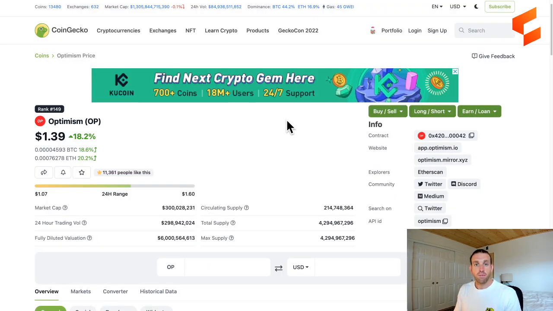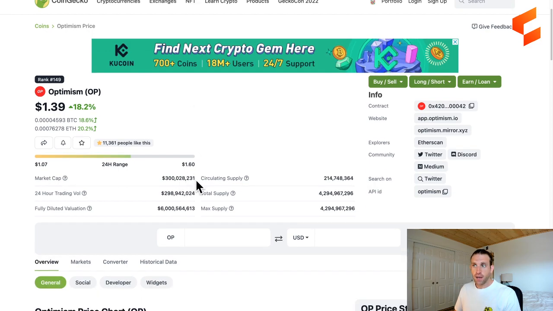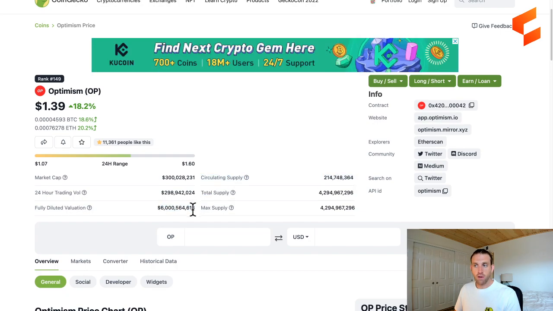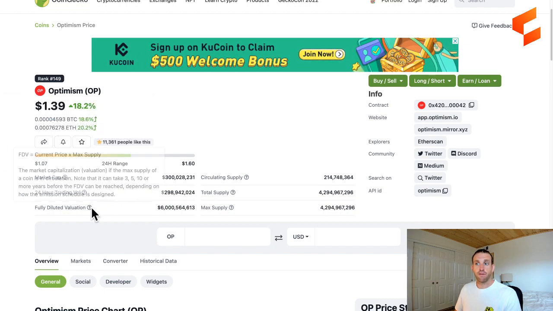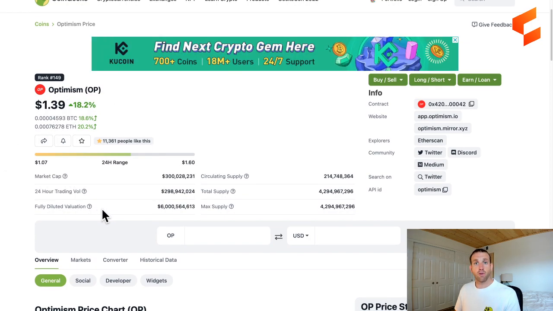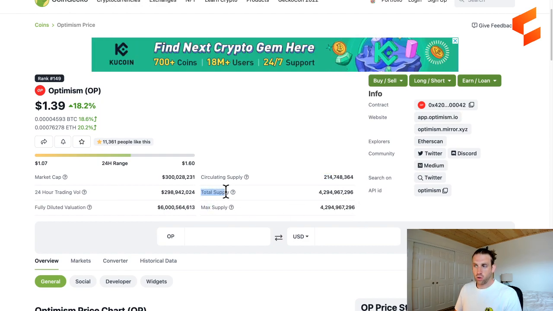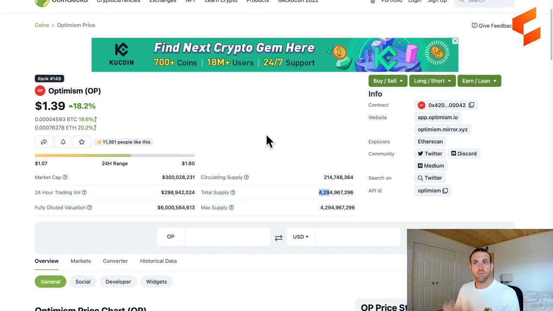Today we are talking about the Optimism token, or the OP token. Let's quickly go over the overview. We have a price of about $1.40. Market cap is a little over 300 million, and a fully diluted valuation of a little over 6 billion. So quite a large spread between the market capitalization and the fully diluted market capitalization. And of course, why is that? Well, it's because we have a large spread between the circulating token supply, about 214 million, and the total token supply, which is more than 4.2 billion. So that is the initial tokenomics of our OP token.